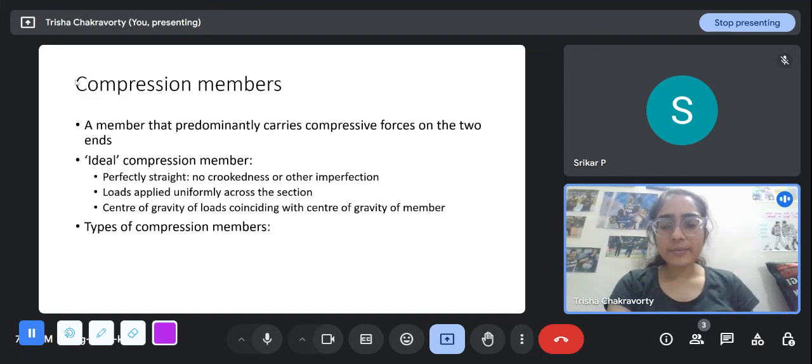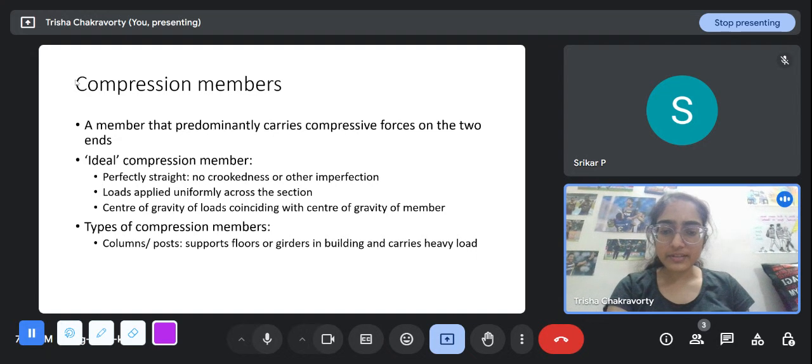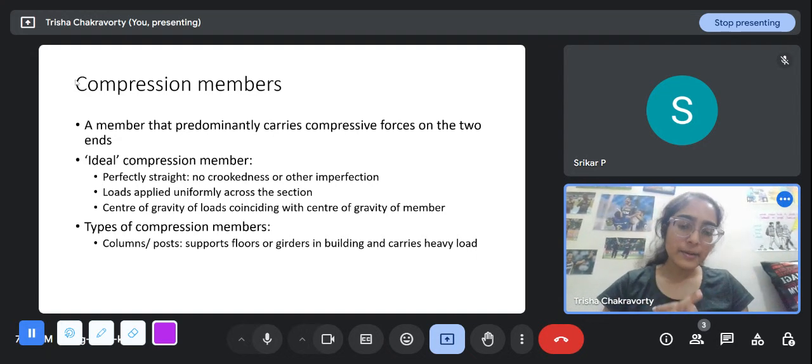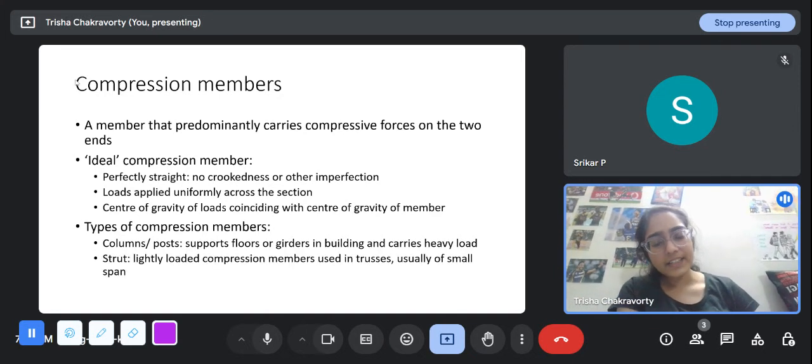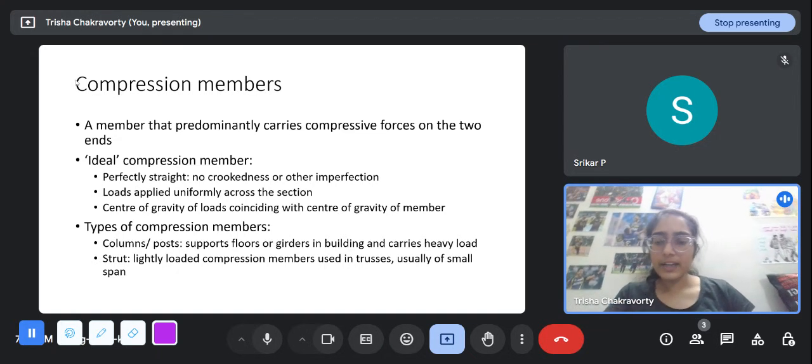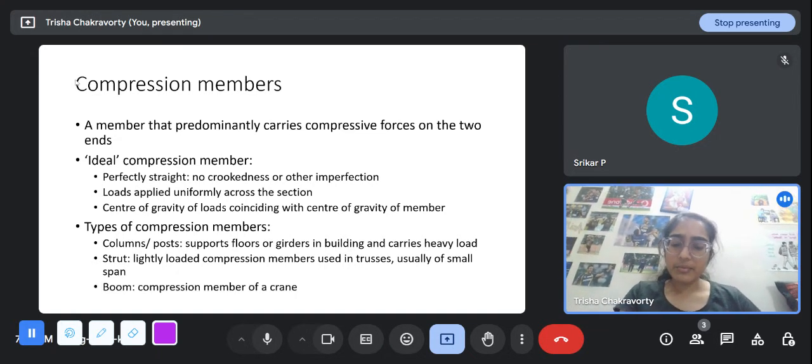Some types of compression members are columns or posts that support floors or girders. Steel beams are called girders. So columns, like the term we use in concrete. Steel columns also support floors and beams in buildings, and they carry heavy loads. Struts are lightly loaded compression members used in trusses. They are usually of a smaller span. And booms are compression members of a crane.